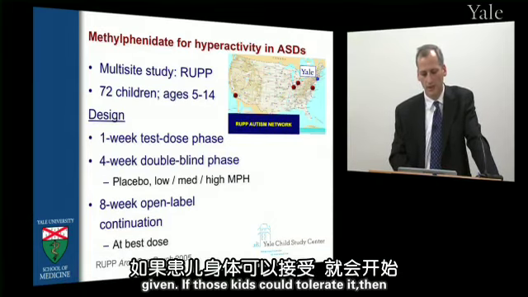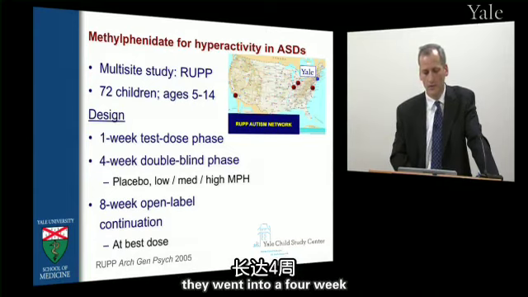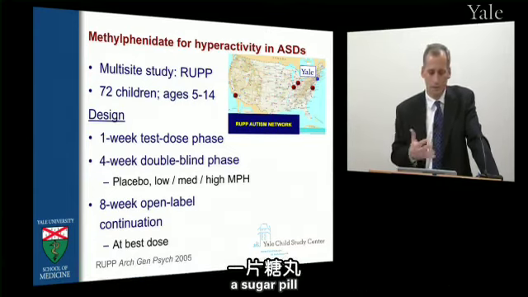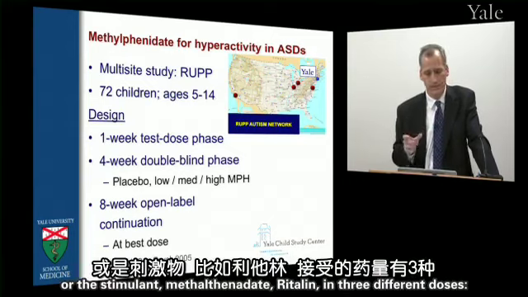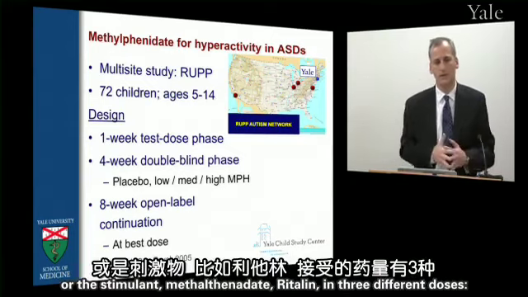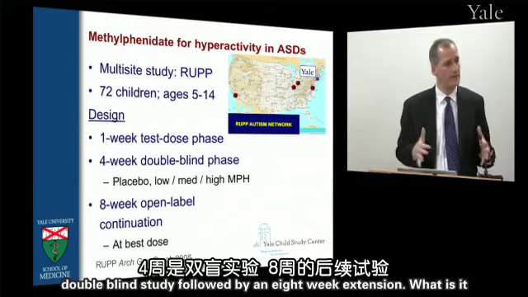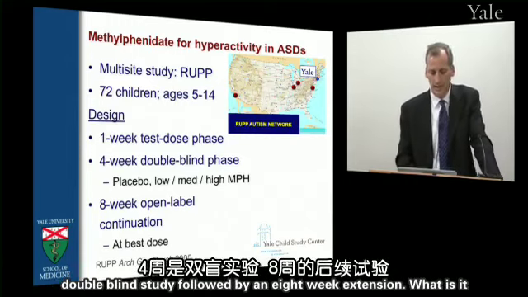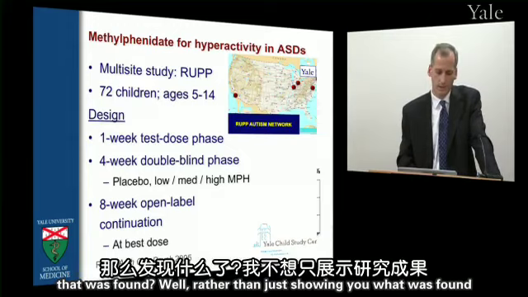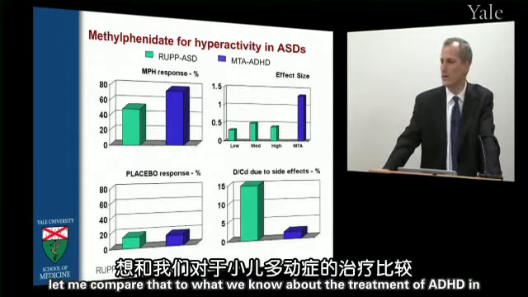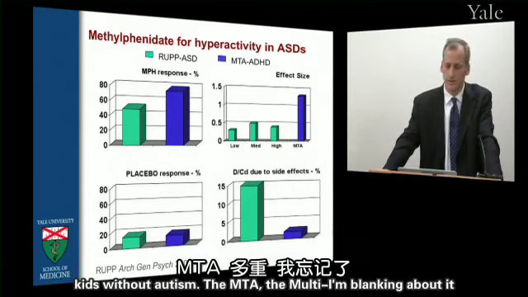and if those kids could tolerate it, then they went into a 4-week double-blind phase where they were given either a placebo, a sugar pill, or the stimulant methylphenidate, Ritalin, in 3 different doses: a low, a medium, and a high. It was a 4-week double-blind study followed by an 8-week extension. And what is it that was found? Well, rather than just showing you what was found, let me compare that to what we know about the treatment of ADHD in kids without autism.